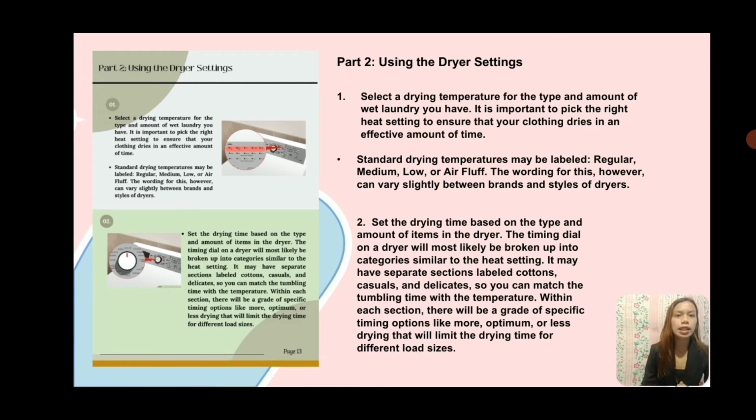So, step 2 is set the drying time based on the type and amount of items in the dryer. So, the timing dial and the dryer will most likely be broken up into categories similar to the heat setting. So, it may have separate sections labeled cottons, casuals, and delicate, so you can match the tumbling time with the temperature. So, as what I've said earlier, katong mga tags nga nasa likod, timailhan to siya.